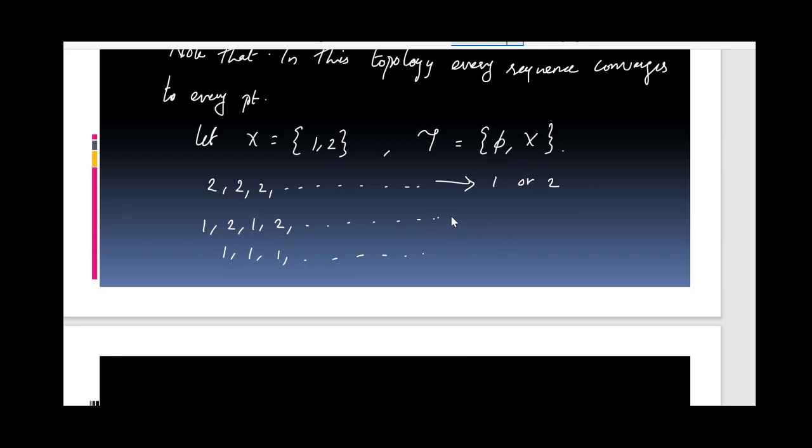In the same way, this sequence. In general case, we will say that this sequence does not converge. But this sequence also converges to 1 or 2. And here, as we discussed, the sequence 2, 2, 2, 1, 1, 1 also may converge to 2 or 1. See, I have taken only a 2 element set. If you are having a 5 element set, you can have 5 limits for one sequence. So this is the idea. We are saying that in this topology, every sequence converges to every point.